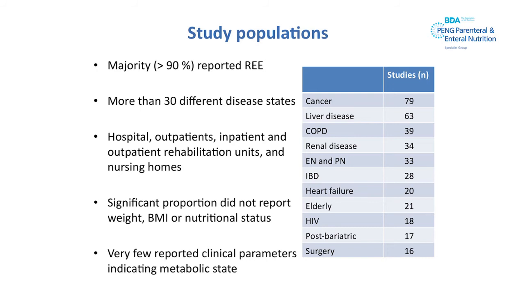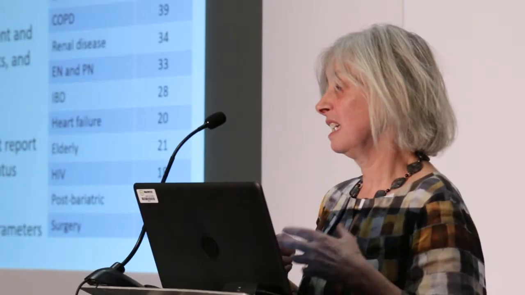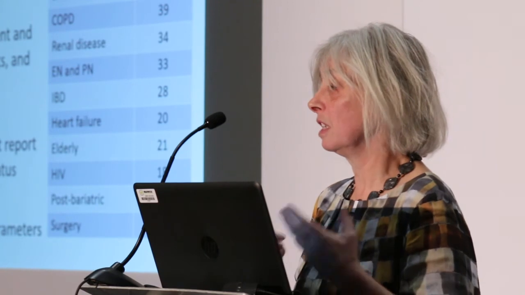One thing that we've been quite disappointed by is the high proportion that haven't reported the weight or the gender or the BMI or the nutritional status of the population that they're measuring, all of which have a significant impact on your requirements. And very few of them have reported clinical parameters that might indicate the metabolic state of the patient. So we're going to be summarizing that data, but just being aware that even though we've looked at 45,000, it's actually only going to be 100 or 200 papers that we're going to be able to use.